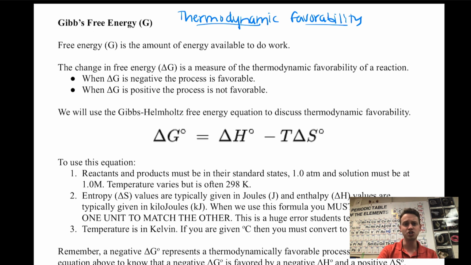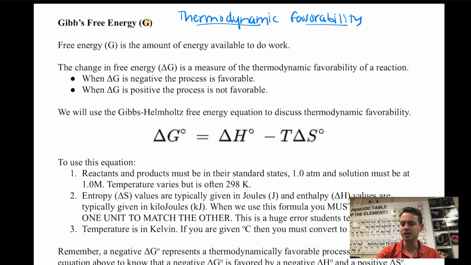And Gibbs free energy is designated with a capital letter G. Free energy is defined as the amount of energy that is available to do work. So having free energy and tracking the free energy in a reaction is going to help us determine whether a reaction would happen or not. So this says that the change in free energy, or delta G, because remember delta means change, is a measure of the thermodynamic favorability of a reaction.